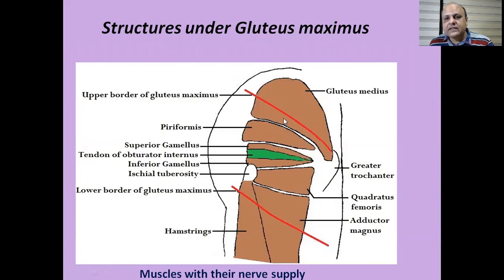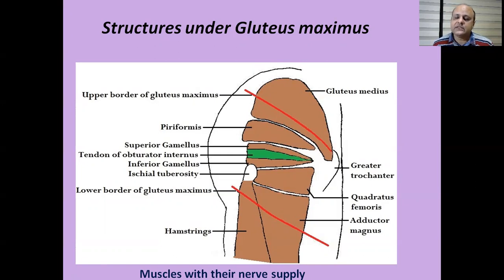They are the gluteus medius, and then gluteus minimus also lies in the anterior superior quadrant. Below the gluteus medius, we have the piriformis. We have the two gemelli, gemellus superior and inferior. In between them lies the obturator internus. We have quadratus femoris, adductor magnus, and the hamstring component arising from the ischial tuberosity. All these muscles are lying under cover of gluteus maximus. Also, the nerve supply of the muscles is lying under cover of gluteus maximus.